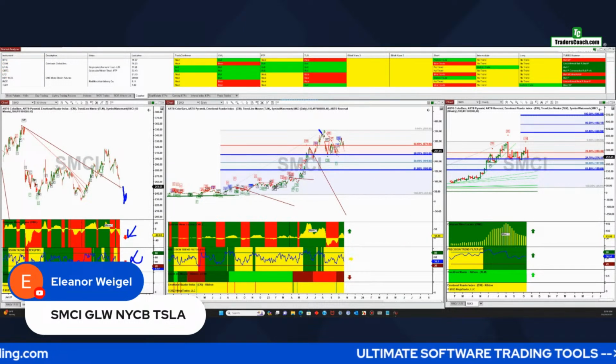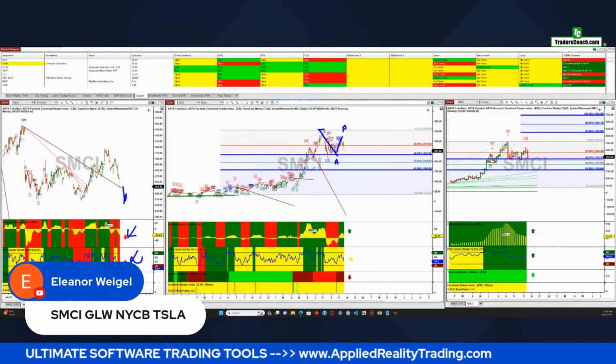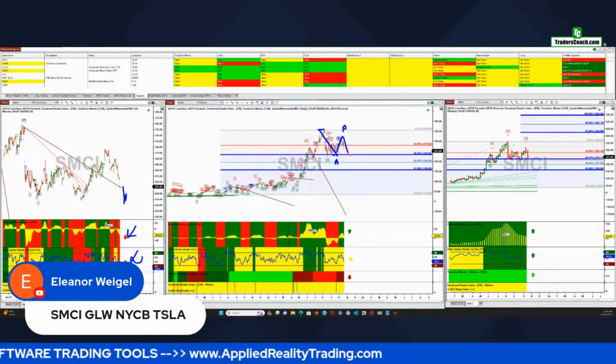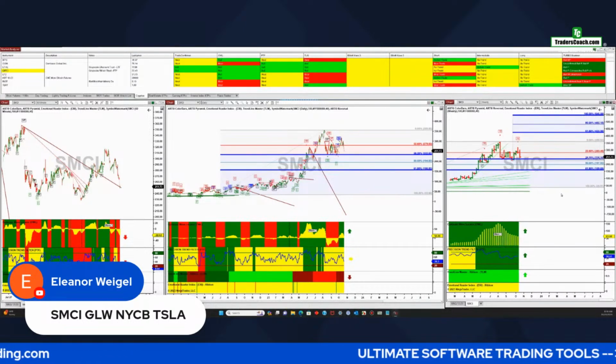So, is this a broad-based A? And if this is B, then C has got to be at least the length of A, right? Which is right about here to here. So that would put it deeper into here. All right. So I don't think I'd go long here. I think I'd hold off at this point.